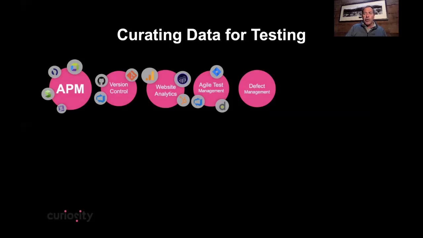So let's say you're curating data for testing, okay? And you have various systems in your dev test infrastructure, such as an APM system, version control, web analytics, an agile test management system, or even a defect management system. There is really critical information in these systems. And not only is there critical information in these systems, the correlation between the data we observe within these systems is even more powerful, right?